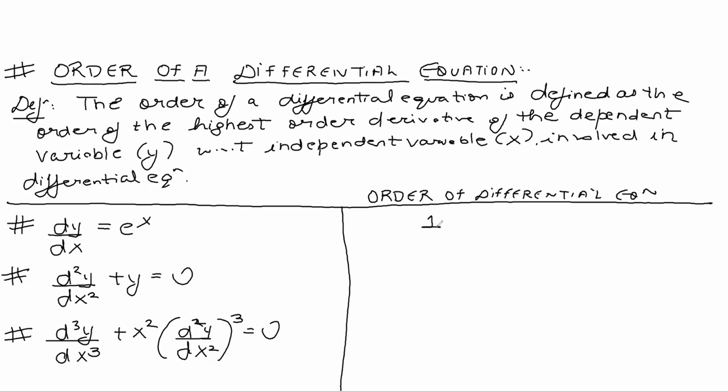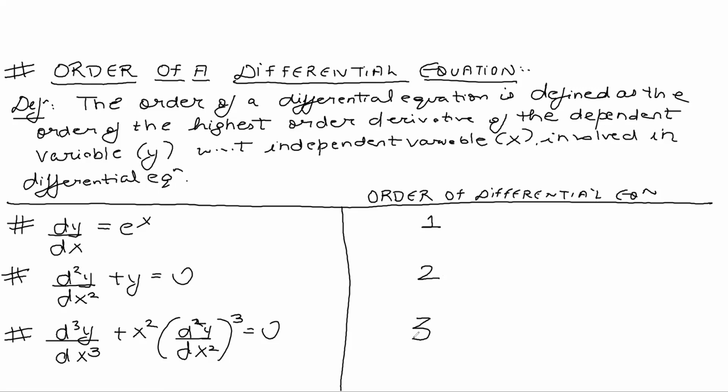Look at the second differential equation. What is the derivative? D square y by dx square. What is the order? 2. Highest order is 2. And look at the third differential equation. It's coming as d cube y by dx cube. Now d cube y by dx cube, highest order is 3. So order of the differential equation is 3.